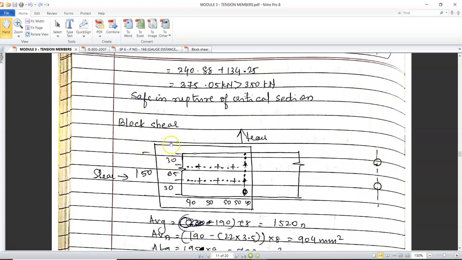Now coming to the block shear. First you have to understand the block shear failure pattern.